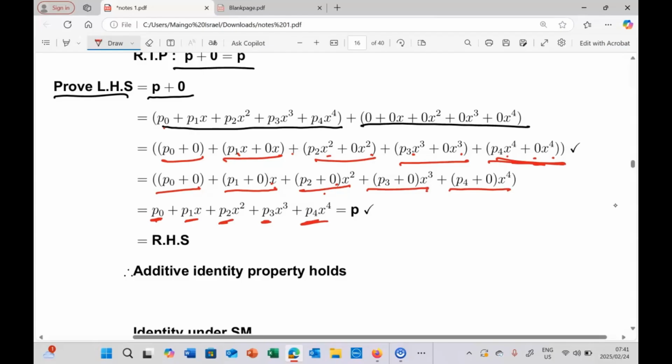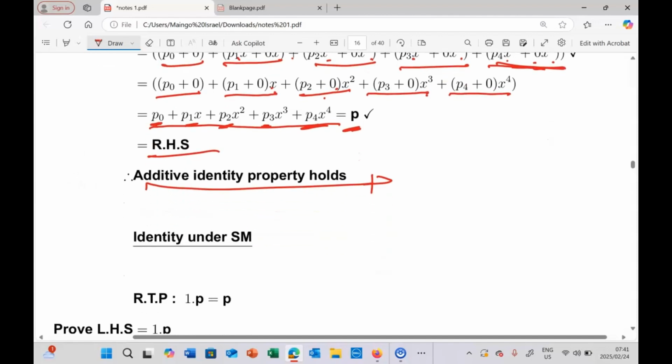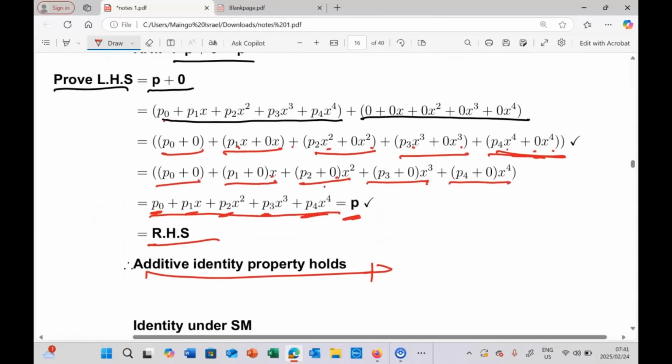So this, if you can see, it's a polynomial. It's an expression for the polynomial p. So this thing is just equal to p, and this means that this is equal to the right hand side. So that's where we wanted to reach. Therefore this means the additive identity property holds. It holds. So that's how simple it is.